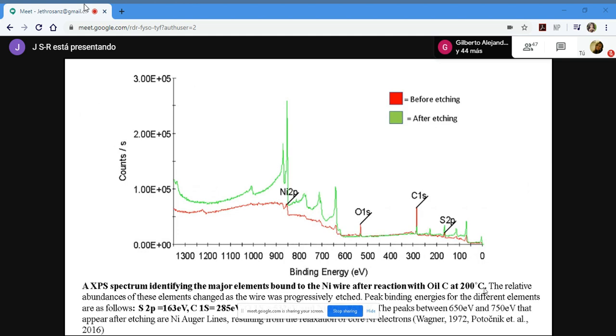When we analyze the surface of the nickel wire, we also realize that nickel has a high affinity for sulfur in crude oil. So before etching, the nickel wire is coated with nickel, oxygen, carbon, and sulfur. But after etching the wire, only sulfur remains.